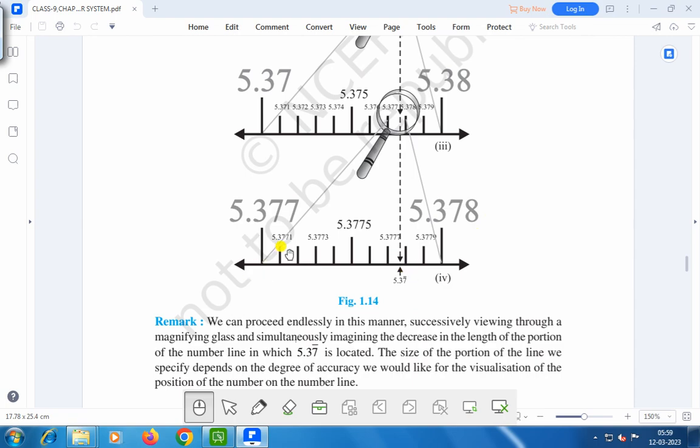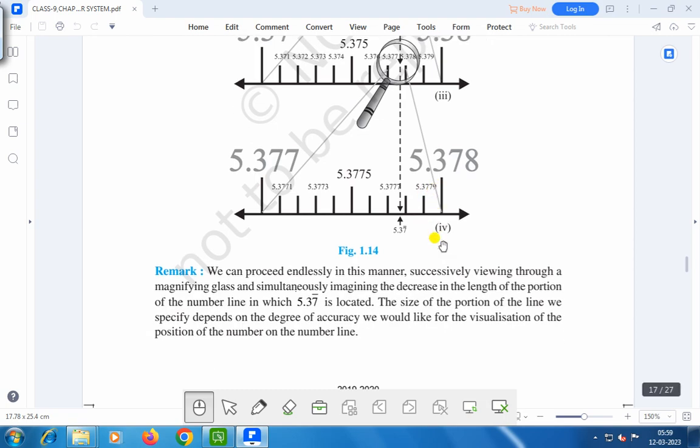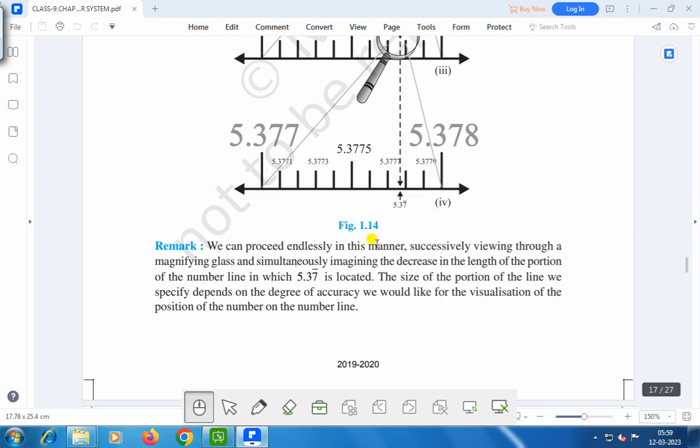You are getting 5.3771, 5.3772, 5.3773, 5.3775, 5.3777, 5.3779. Here you are getting 5.377 and 5.378. That is why you are getting this number, 5.3777.